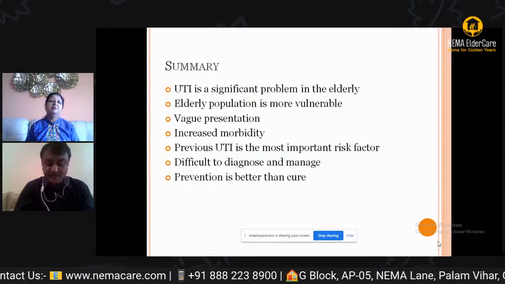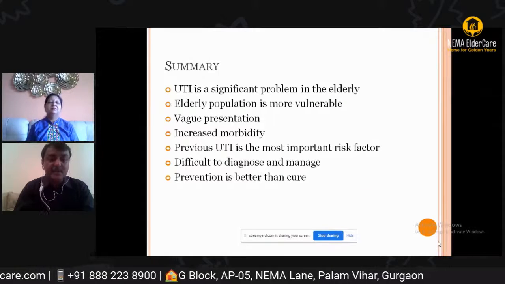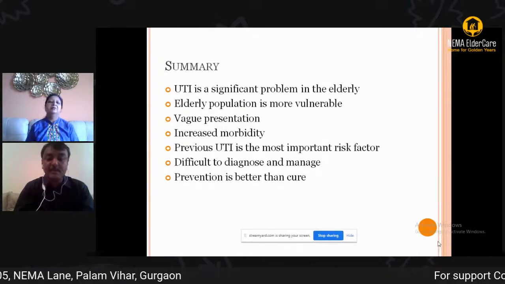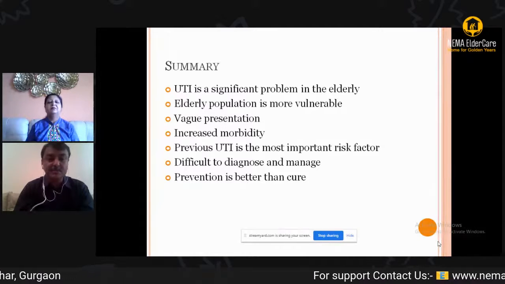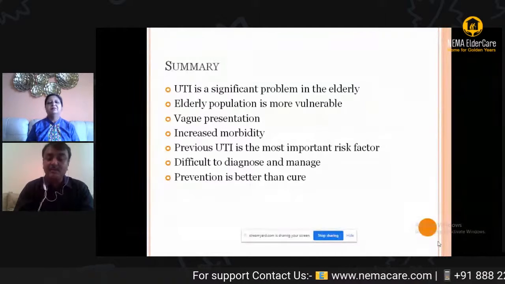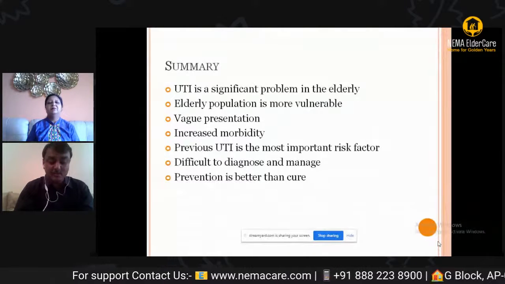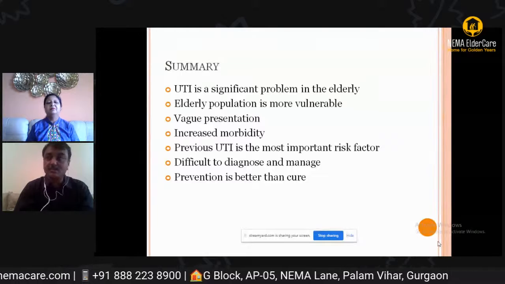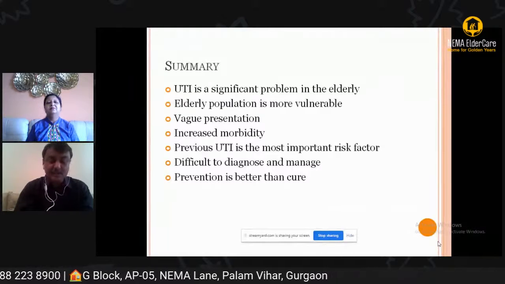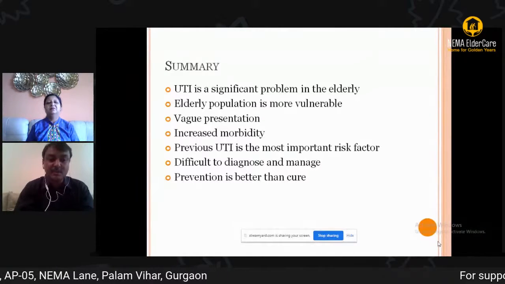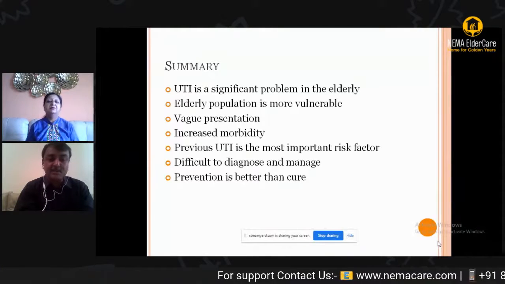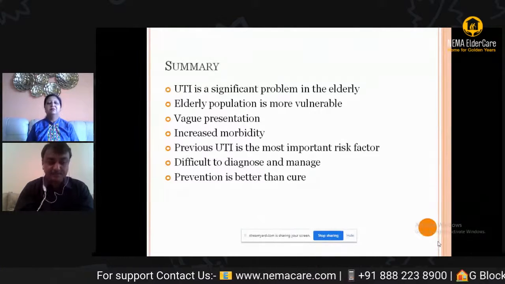So to summarize my talk, urinary tract infection is a very significant and important problem in the elderly population, because the elderly population is much more vulnerable to the side effects of urinary tract infection. There can be increased morbidity and mortality. There is an increased cost associated with care for urinary tract infections. There is an increased risk of hospitalization with urinary tract infections.